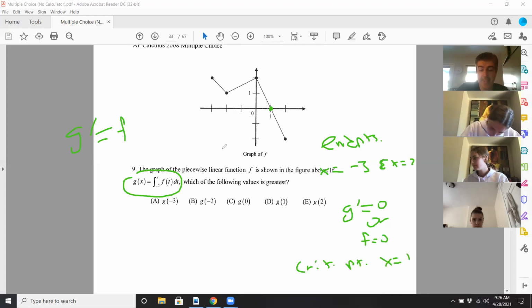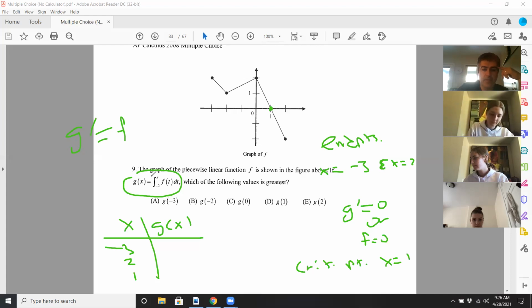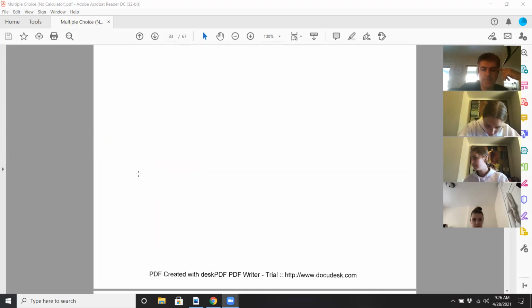And then you plug these into the function. Then you make a little table and say, okay, I'm going to test my endpoints of the G function and test critical points. So you're going to do G of -3, so you have to integrate that. And you have to use area, right? Likewise with G of 2 and G of 1. So I'll let you guys try that one, number 9.